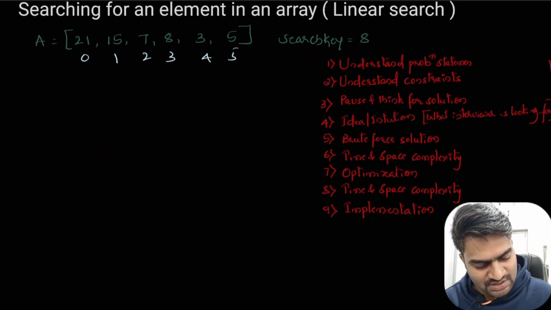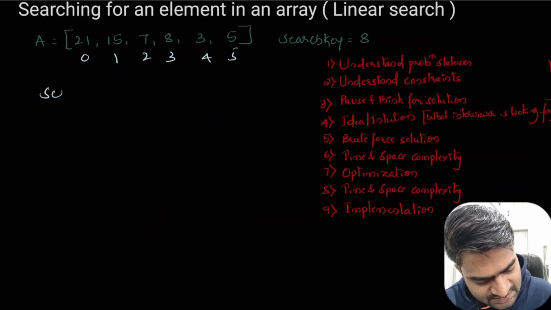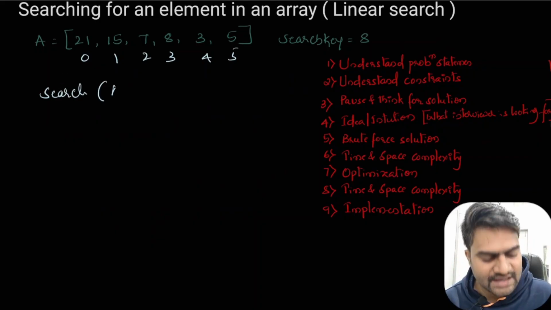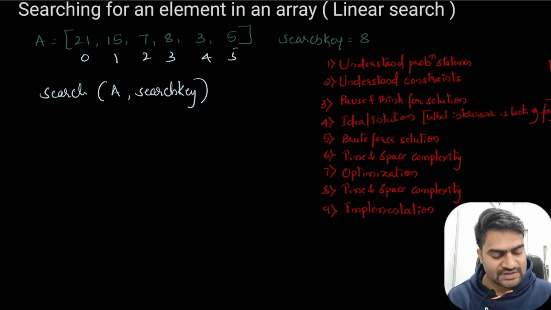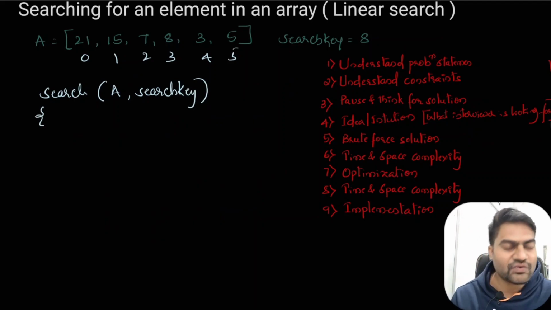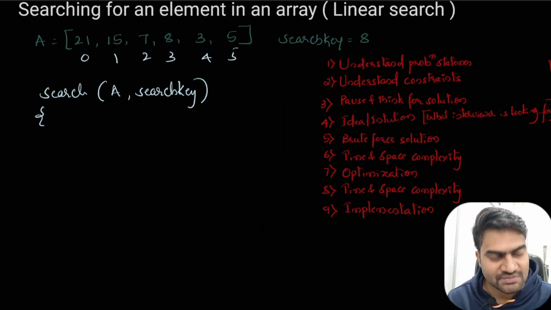So what I will do, let's say I have a method called search and it contains an array, and it contains a search key. If that is the case, first I will check whether there are any elements in the array or not. If there are no elements, then there is no need to search, right? So that is one of our constraints maybe.